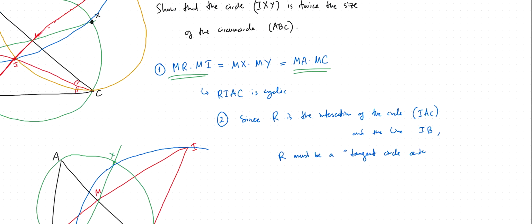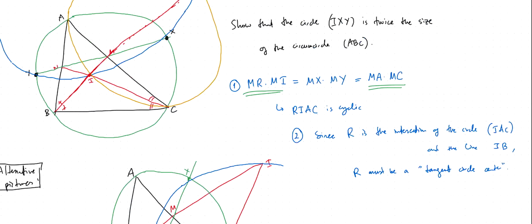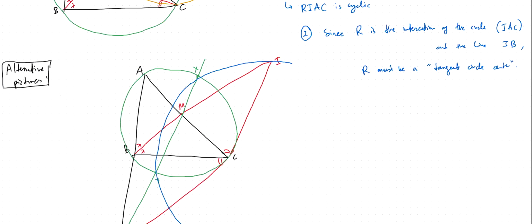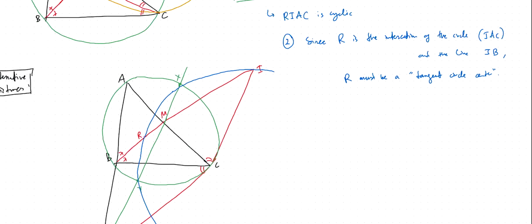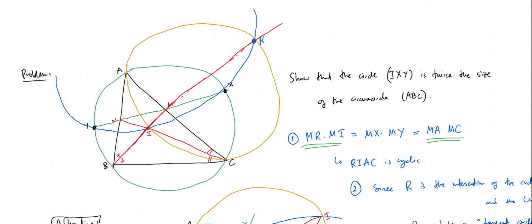For example, when you do it on the alternative picture, R becomes this. In the alternative picture, R becomes this, and this time it is the internal center. And you can do the same calculations. MR times MI equals MX times MY. This is MA times MC. This time, this is the orange circle, again the IAC circle with the internal bisector. So that's a center. Now the other intersection also we automatically understand.